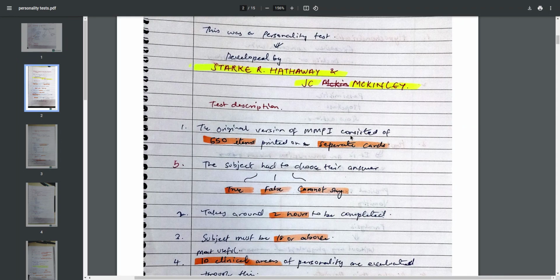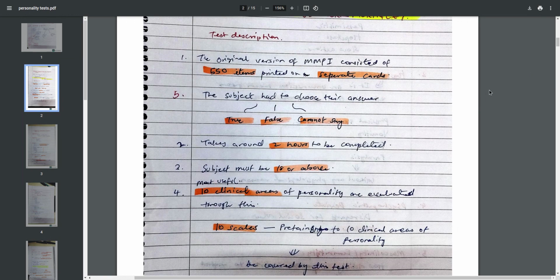So the MMPI. This was a personality test developed by Starke Hathaway and J.C. McKinley. You have to remember this: Starke Hathaway and J.C. McKinley. Then the test description. There are actually two versions of the MMPI, but we are only going to learn about the first version. The first version consisted of 550 items printed on separate cards, and the subject must answer true, false, or cannot say. It takes around 2 hours to complete. The subject must be 18 or older.